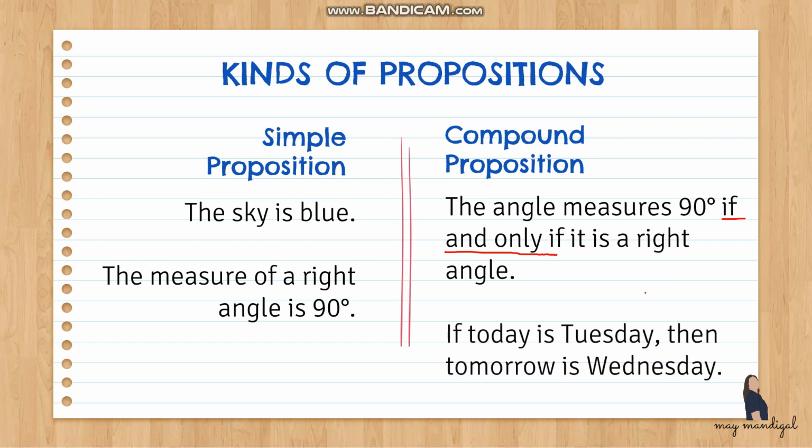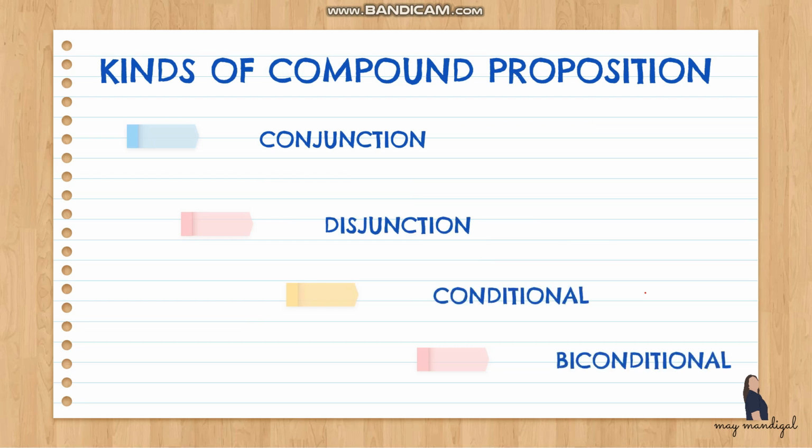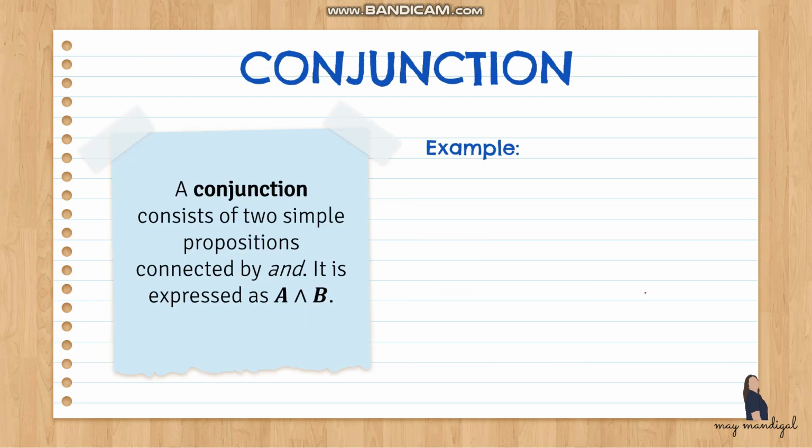Another example: if today is Tuesday, then tomorrow is Wednesday. This is another example of a compound proposition. The connective that we use is if then, and the two propositions that we have are today is Tuesday and tomorrow is Wednesday. Now, there are different kinds of compound propositions. We have the conjunction, disjunction, conditional, and biconditional. So let's discuss them one by one.